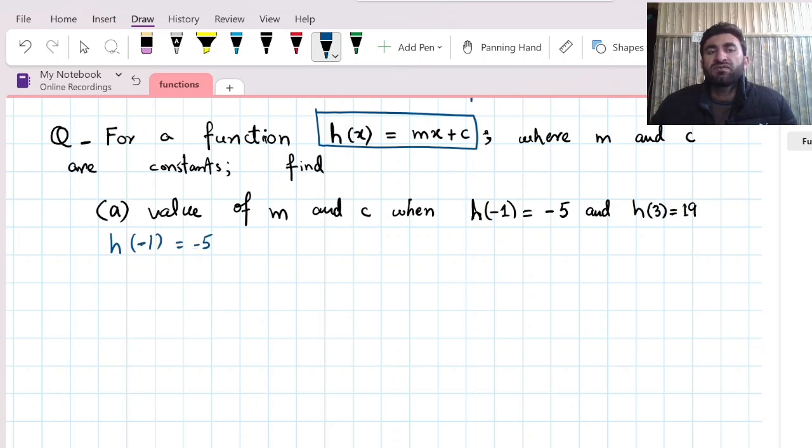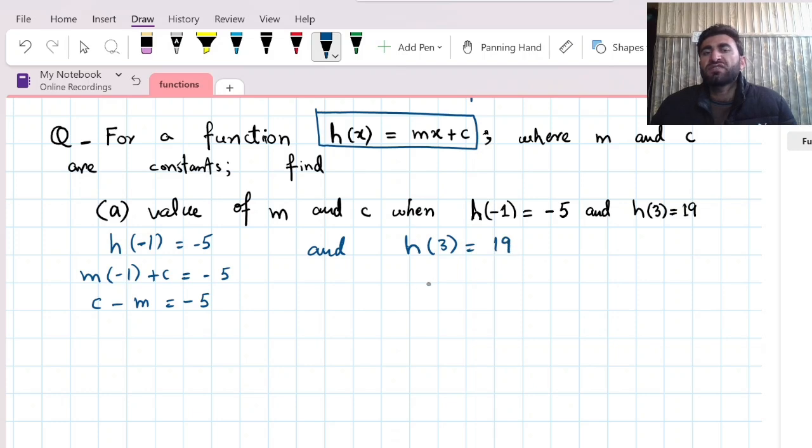H of minus 1 means that we have to replace x in h of x by minus 1. So it will be m times minus 1 plus c equals minus 5. I can write it as c minus m is equal to minus 5. And in the second condition, it was h of 3 is equal to 19. So h of 3 means we have to replace x with 3. It will be m times 3 plus c is equal to 19, and after simplification we can see it's c plus 3m is equal to 19.